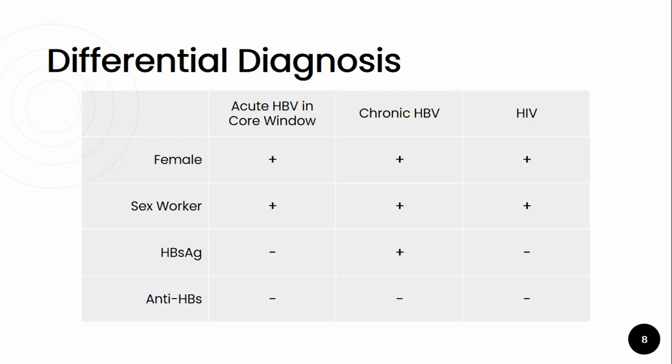spread of this disease. So next is for the following test, your hepatitis B surface antibody and hepatitis B surface antigen. For your acute HBV in core window, usually the results yield negative, while for your chronic HBV, your Hep B surface antigen is positive and your Hep B surface antibody is negative. For your HIV, both yield negative results. So next slide, please.